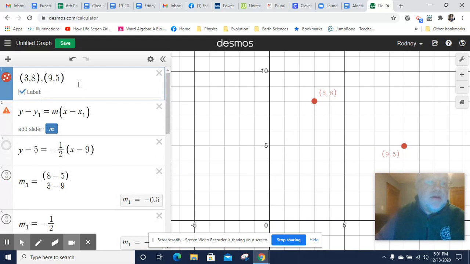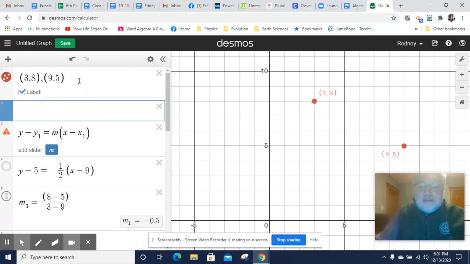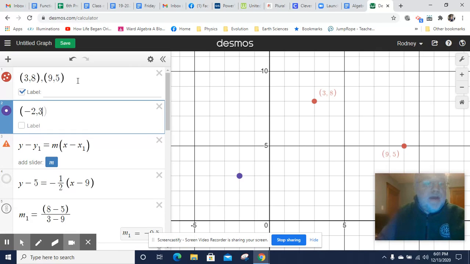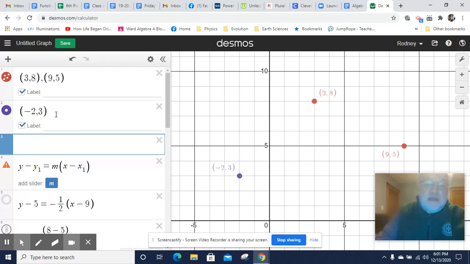Let's pick another couple of points. Actually, let's start with just 1 point. How about negative 2, comma 3? Okay, there's that point. We'll give it a label. Now, let's say we know the slope of the line we want. We want the slope of that line to be 4/3, up 4 over 3.